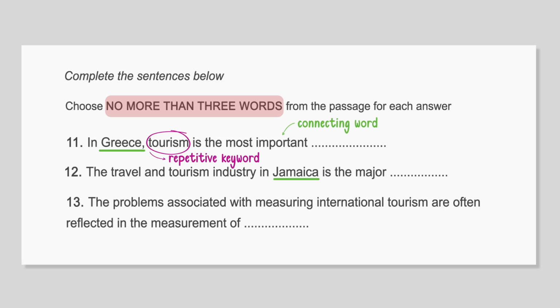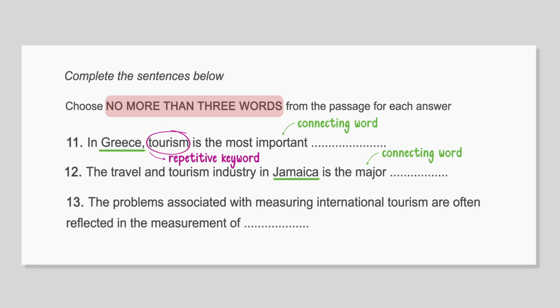So we highlight this word and try to find this word in the text. And the major is, again, our connecting word. Like most important, we know that the major might be used as a synonym in the text. So we should be aware of the synonyms of this word.